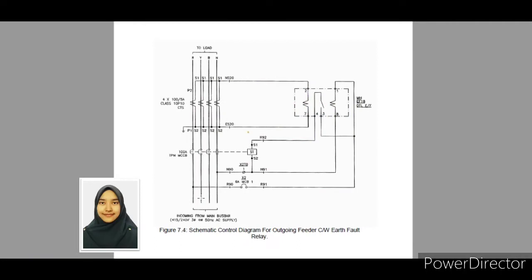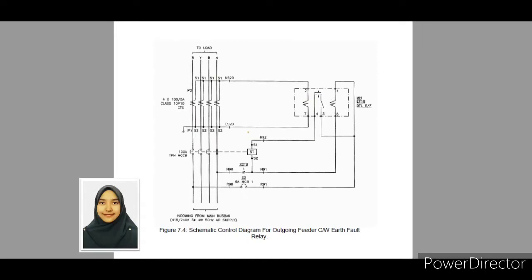Now, let's take a look at circuit diagram 7.4, which is schematic control diagram for outgoing feeder CW earth fault relay. The operation of this circuit began at the main busbar, and this is the incoming from main busbar. Then it connects to TPN MCCB, which is used as a circuit breaker, and connect to ST. ST is a must when there is a relay. ST is a shunt coil and it connects to contact.